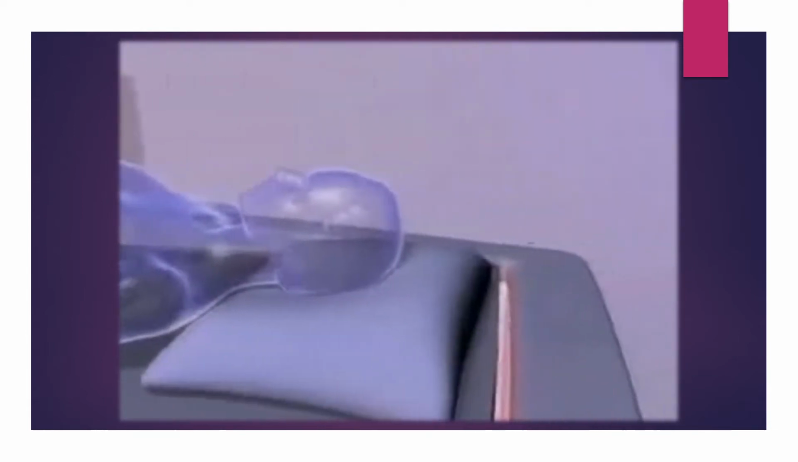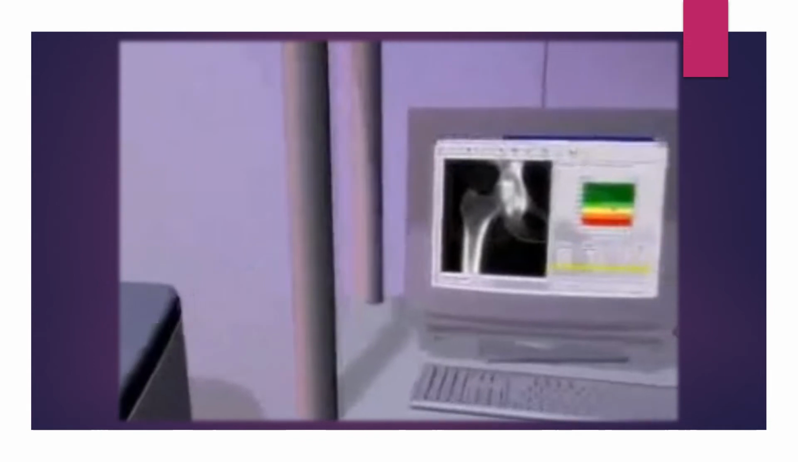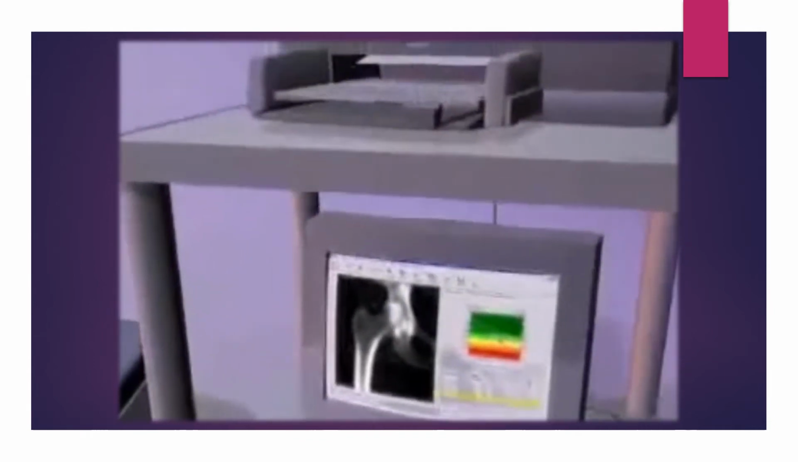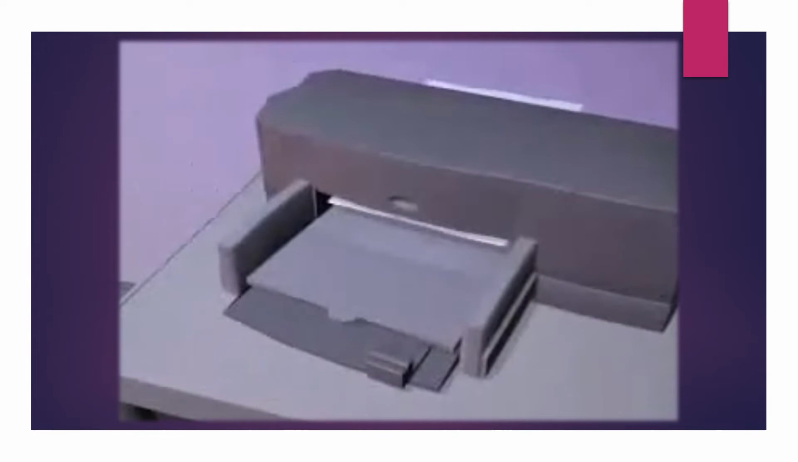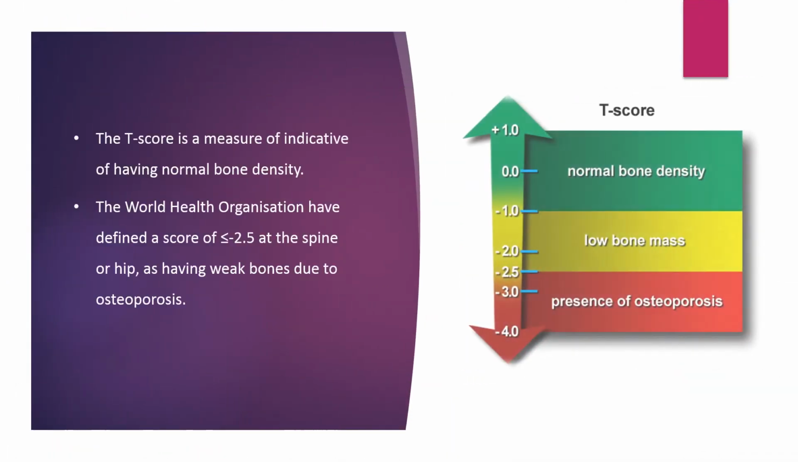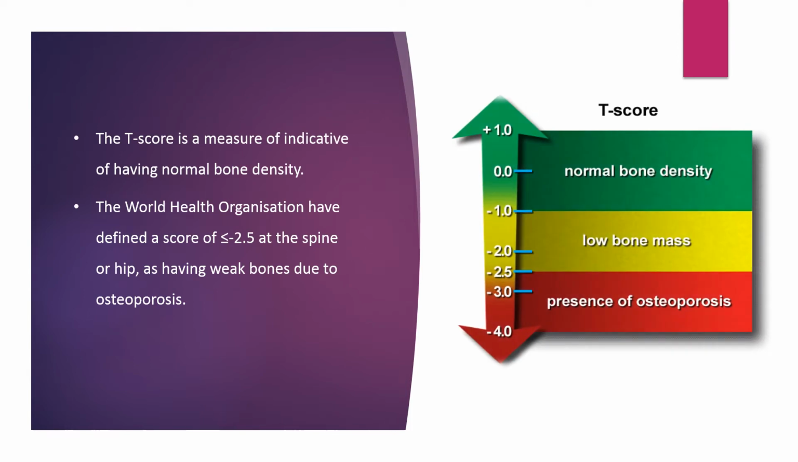All tests compare bone mineral density against that of a normal 30-year-old adult to give a T-score. The T-score is a measure of the number of standard deviations of bone mineral density, either above or below the peak bone mineral density standard. The World Health Organization have defined a score of less than -2.5 at the spine or hip as having weak bones due to osteoporosis.